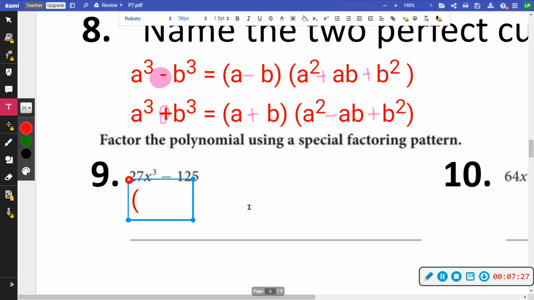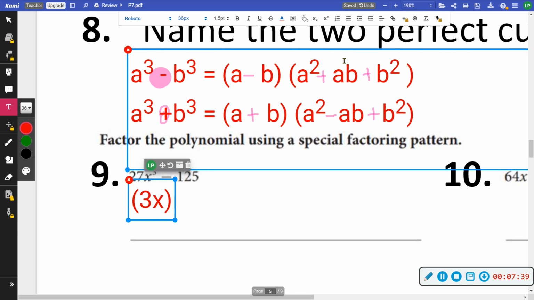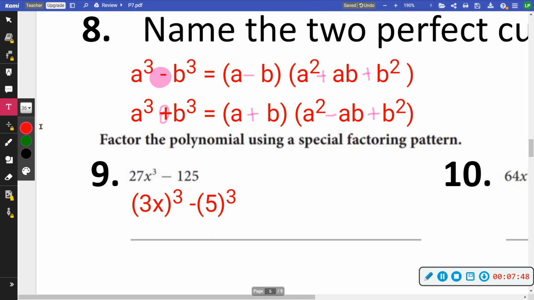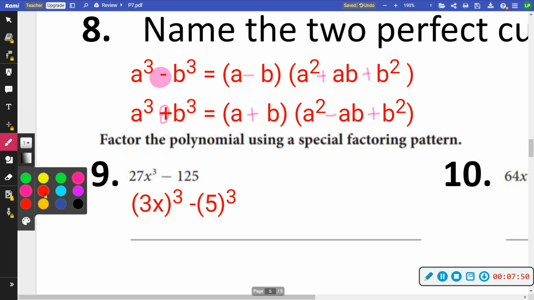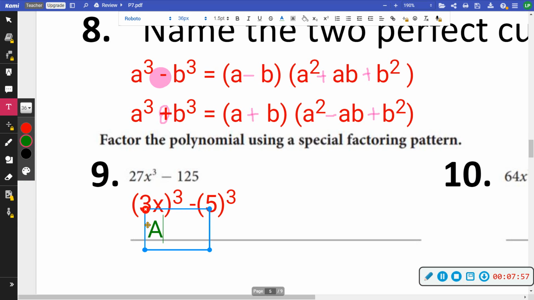So 27x cubed, 3 times 3 times 3 is 27. X times x times x is x to the third. So I got 3x to the third. And 5 times 5 times 5 is 125. So all I'm going to do is I'm going to recognize that this is my A term, and that's my B term.